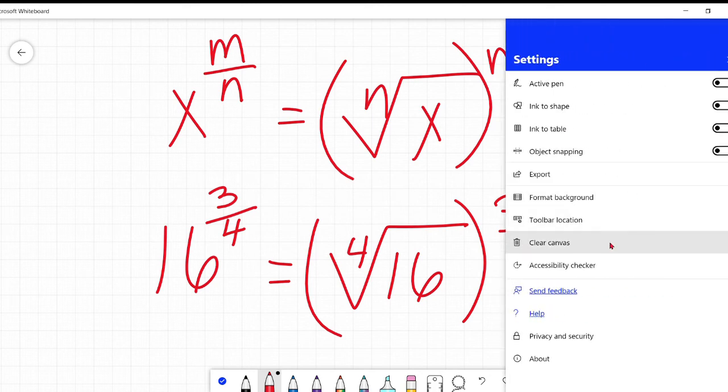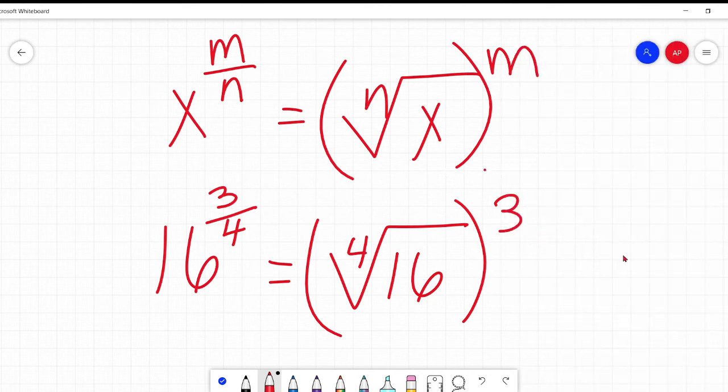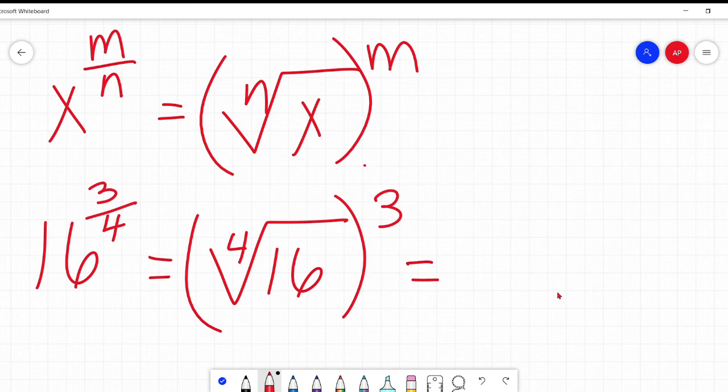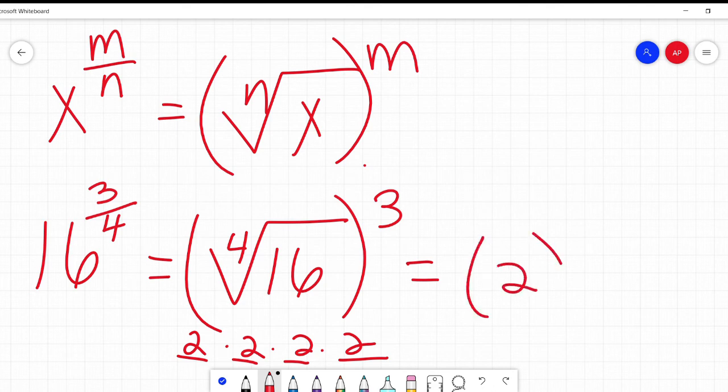So are there times when we can simplify this? Well, actually, this one right here we can. The 4th root of 16, we're asking what times what times what times what equals 16? Well, it's actually 2 times 2 times 2 times 2 equals 16. So the 4th root of 16 is 2. If I cube that, that's 8. So 16 to the power of 3/4 is 8.